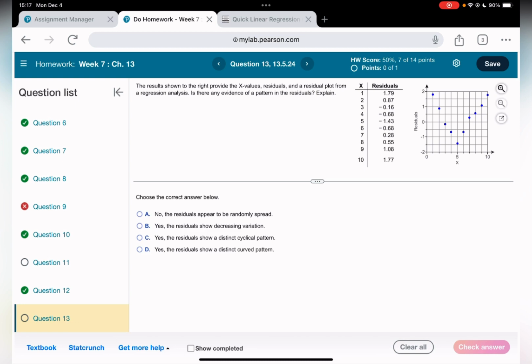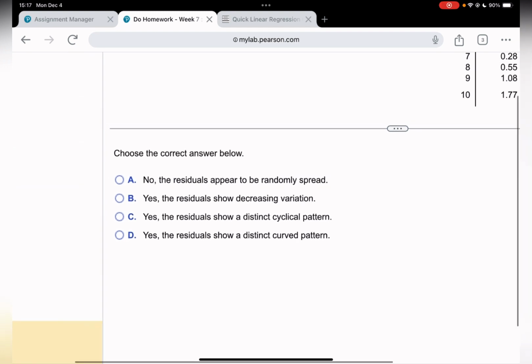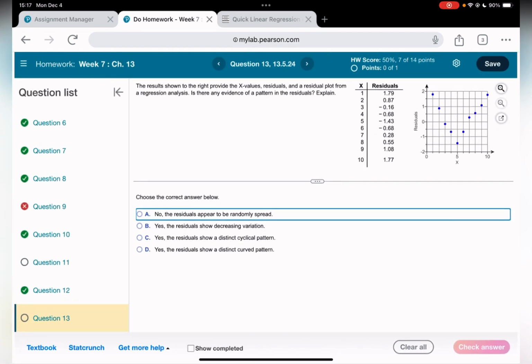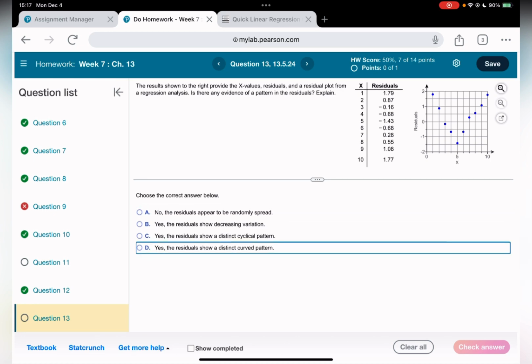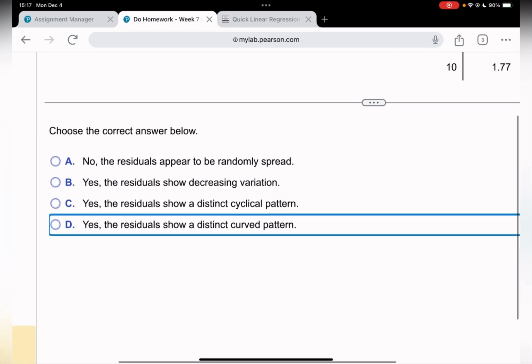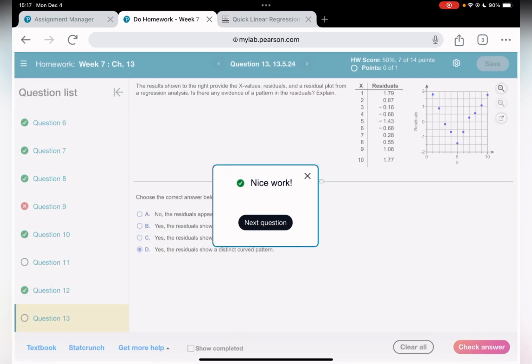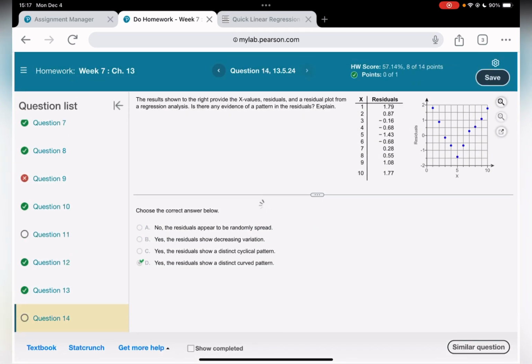This one looks like a V shape, right? So let's see which one will fit. Decreasing variation, no, this is not increasing either. Cyclical, no. A distinct curved pattern, this one. There we go. And that's it.